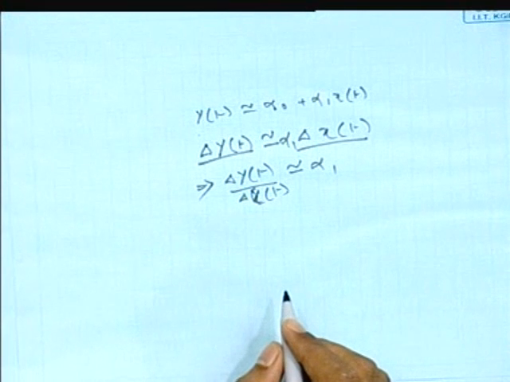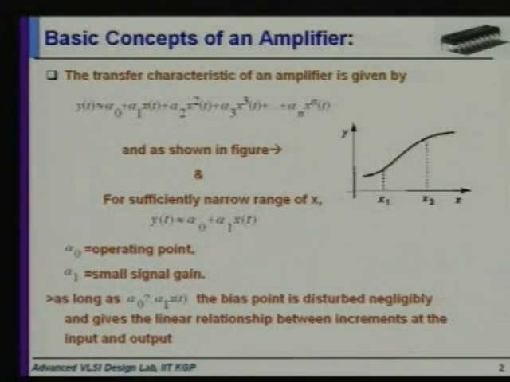Then why is it small signal? That is written in the last line. Sorry, it is not a question mark, it is a much greater than mark; it's a problem with the math type. So as long as alpha naught is much greater than alpha 1 x(t), the bias point is disrupted negligibly and gives the linear relationship between the increments or the decrements at the input and the output side.